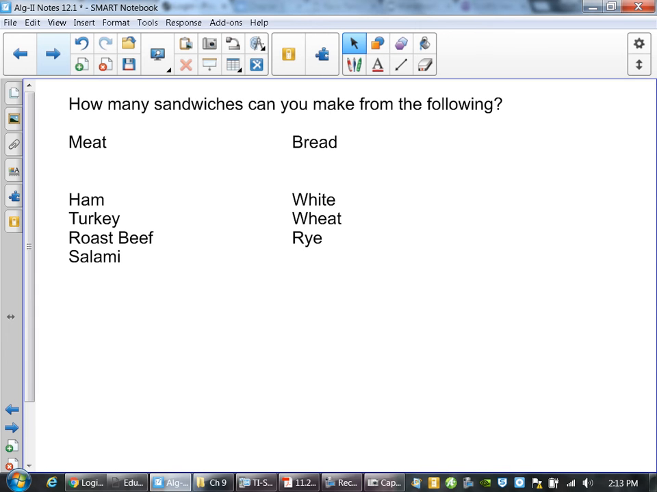What happens here, guys, if you start looking at selections of things, if you wanted to choose one out of each column, you have four choices and 3 choices. So if you're picking one out of each column, you could have a ham on white, or a ham on wheat, or a ham on rye, or a turkey on white, and so on and so on. You could diagram this whole thing out.